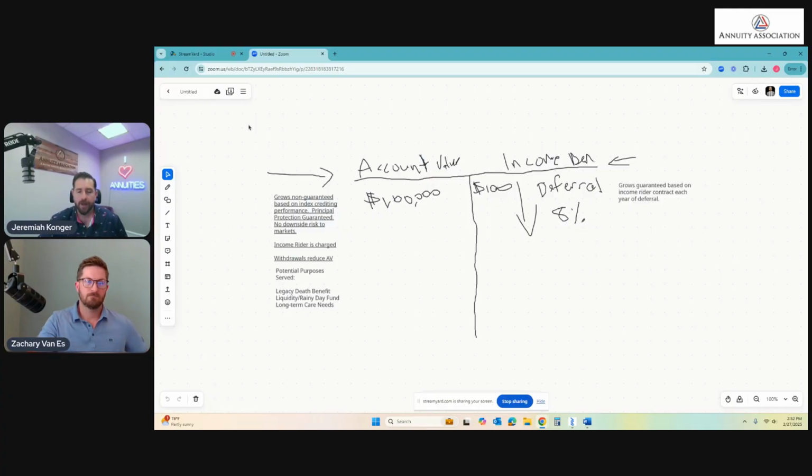Now, some of the income rider contracts that we're seeing today, being an independent annuity advisory company here at Annuity Association, we scour the entire marketplace and look at the most competitive offers that we can find for our clients. And on these income rider roll-up rates, which is what they define as the rate of interest that's being applied to that initial premium, we're seeing those anywhere from 7 to 8% in most cases. But what I will tell you is don't get so caught up on what the actual roll-up rate is. And I'll explain what I mean by that later on in this video.